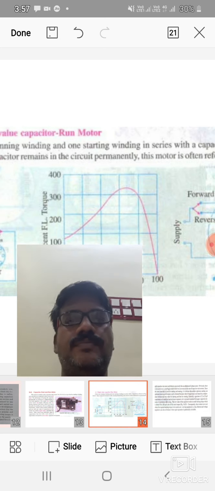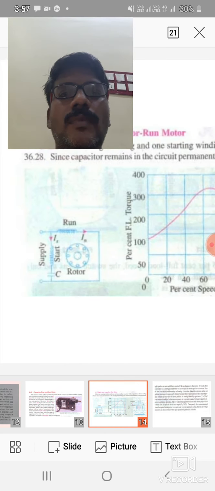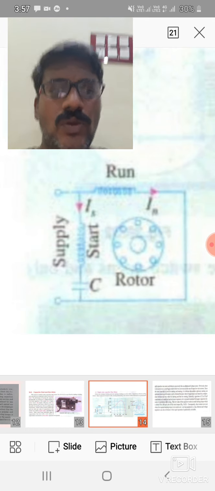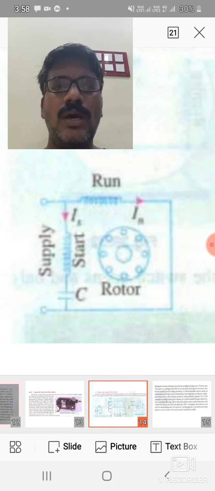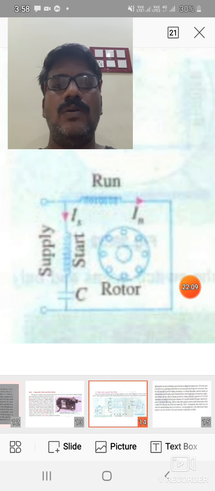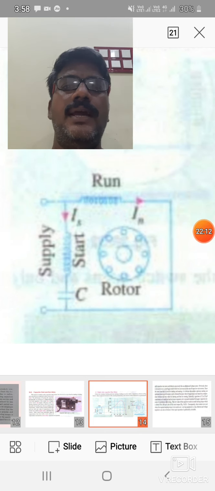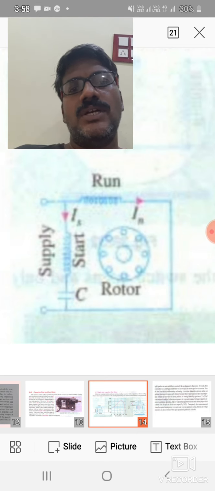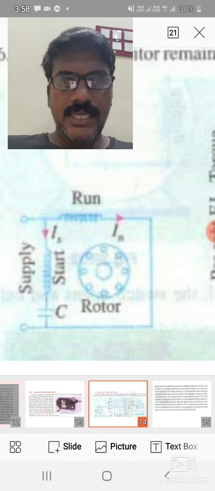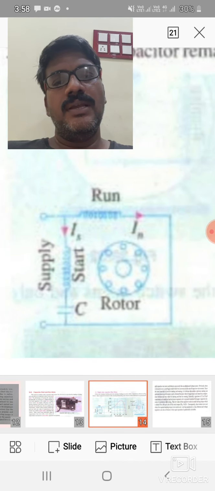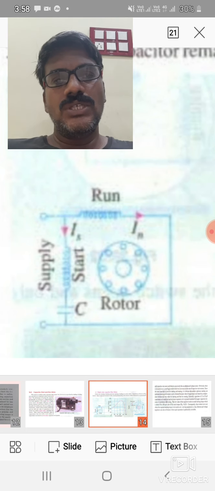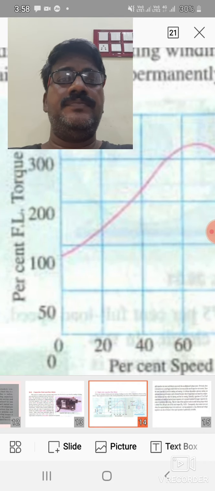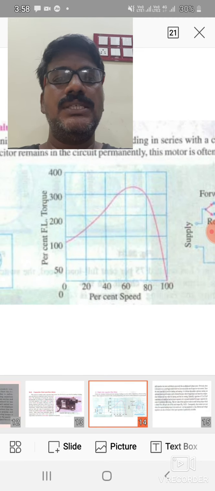So if you observe the diagram, observe the circuit diagram. The rotor is a squirrel cage type, and there are the starting winding and run winding. Right, starting winding current is Is, running winding current is Im. Right, we apply the supply. So the capacitor is connected permanently to the starting winding. Right, and we observe the speed torque characteristics.